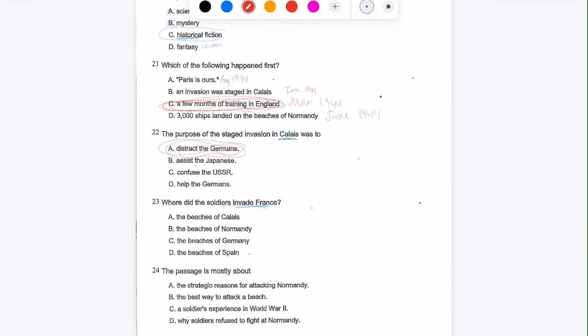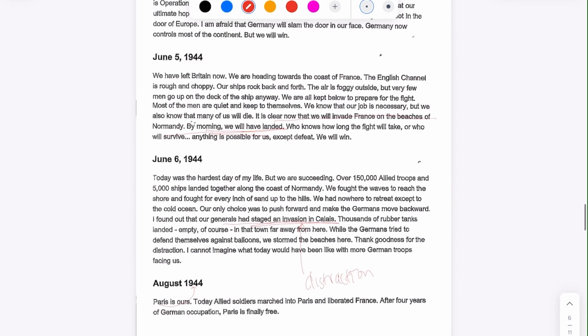Next one, number 23. Where did the soldiers invade France? So we can see soldiers invaded France over here by the beach, on the beaches of Normandy.